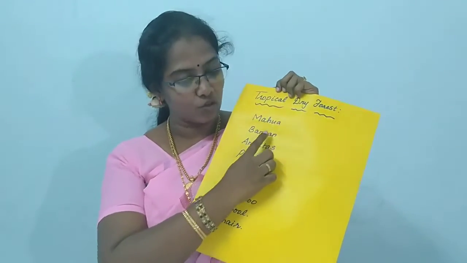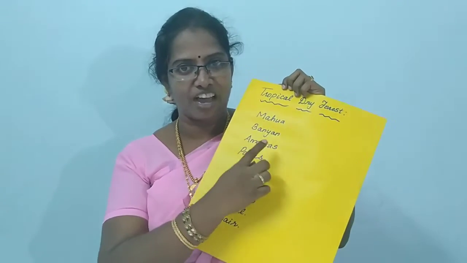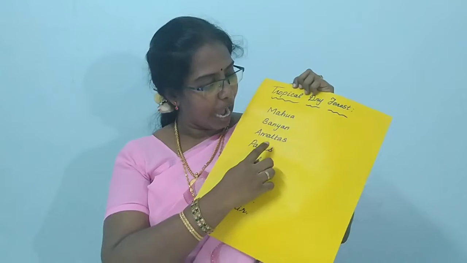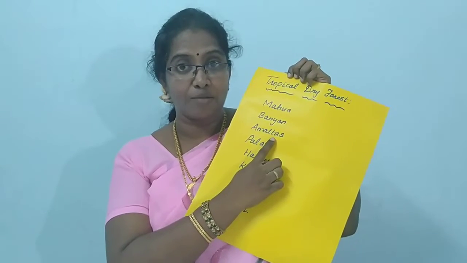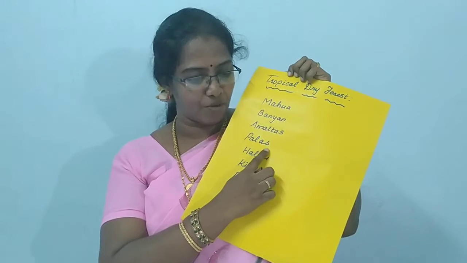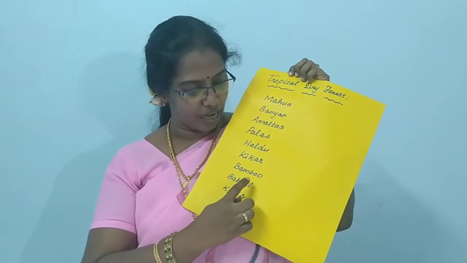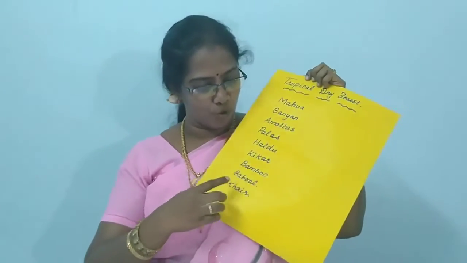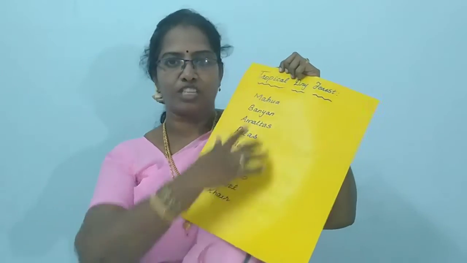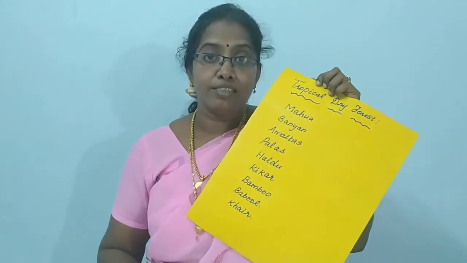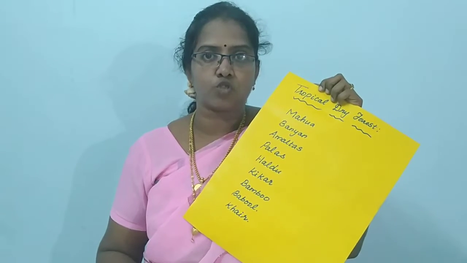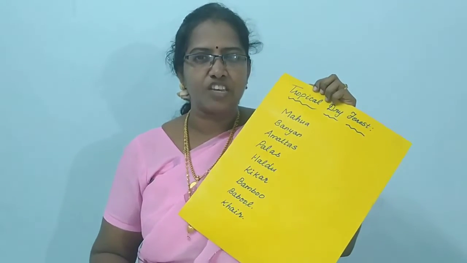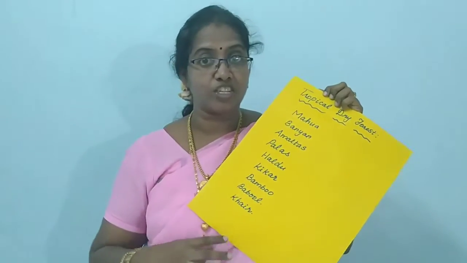Mahua as well as banyan tree. Banyan, in our areas also it's available. Amaltas, palas, haldu, kikar, bamboo. In the last class, for the deciduous forest also, I told bamboo. Babul, kayu. So these are the trees available in the tropical dry forest. Only 50 to 100 centimeter rainfall they are receiving. The day 2 class I told, areas with less than 100 centimeter rainfall, is it?